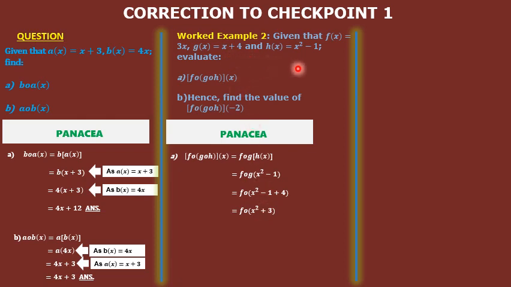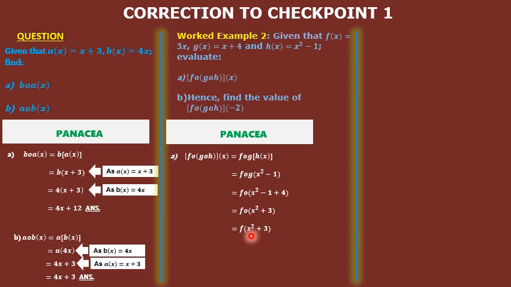So where is the function f? The function f is what? f of x equals 3x. So that simply means if you want to interpret this now, we can rewrite it as an alternative symbol. So this simply means f into x squared plus 3. f into x squared plus 3.